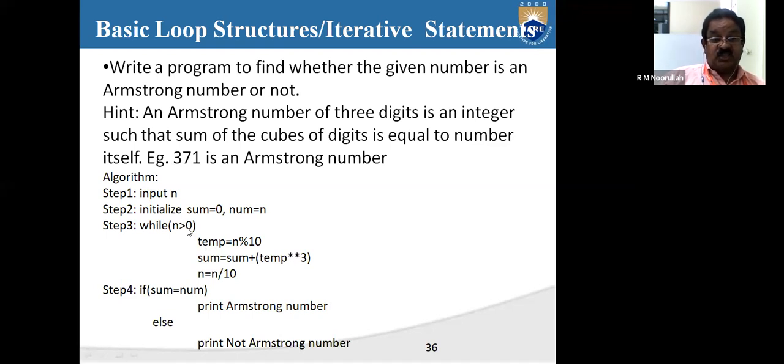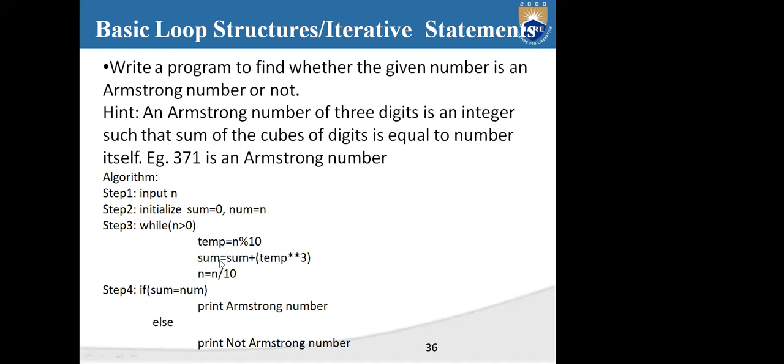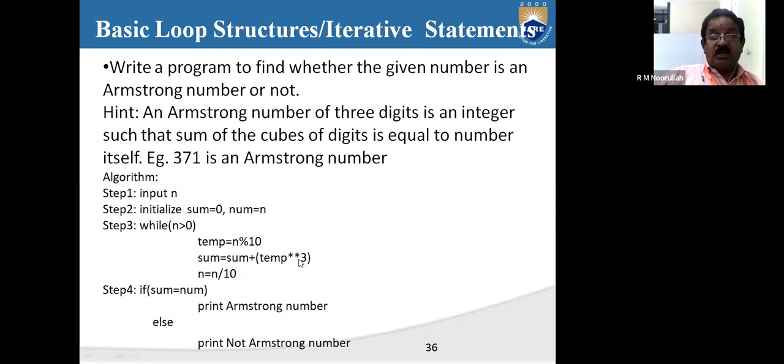371 is greater than 0. Yes, then it's going to calculate temp equals 371 mod 10. The temp value will become 1. Sum equals sum plus temp cube, that is 1 cube. Then the number is going to be divided by 10.